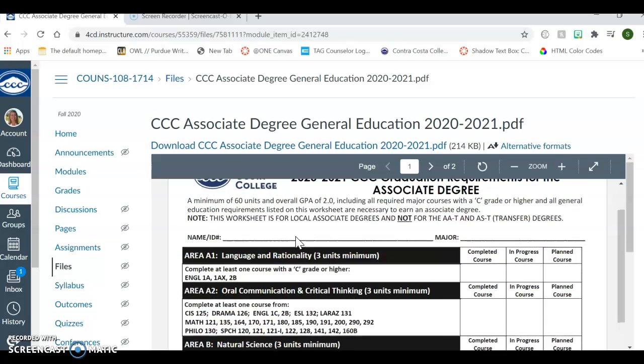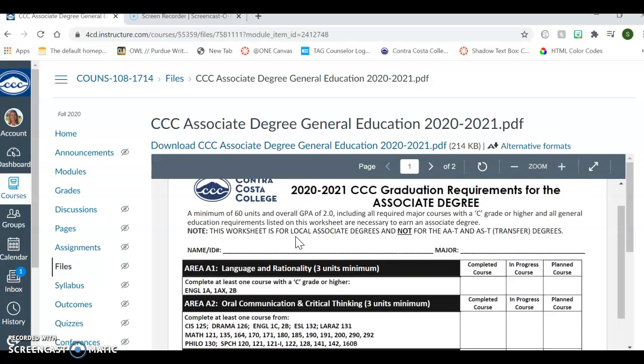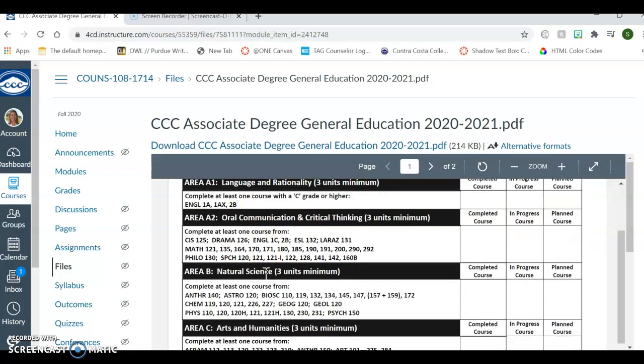For general education for an associate's degree at Contra Costa College, again, these are called our local degrees, such as automotive services, nursing, culinary, biotechnology, liberal arts. Every student must take English 1A or 1AX. Next, from Area A2, a student must take one course to meet oral communication and critical thinking. And you can see here there are several courses listed.